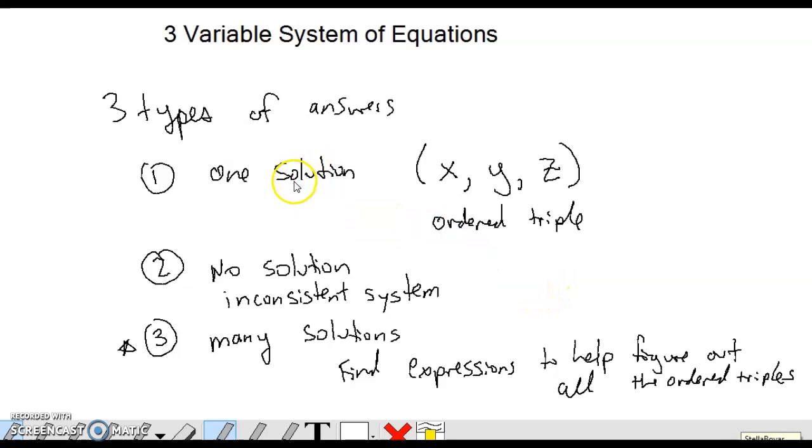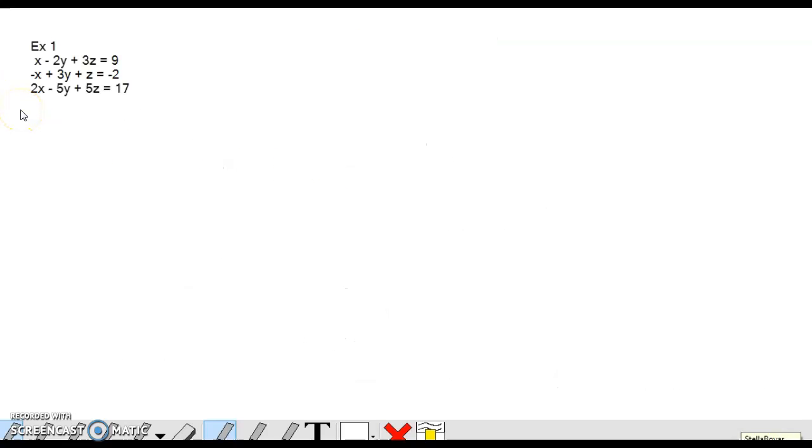So let's first do a one solution type of problem. Here is our problem. Notice that there are three variables, x, y, and z, and that there are three equations. For every variable that we have, we have to add another equation. So if we had four variables, we would need four equations.